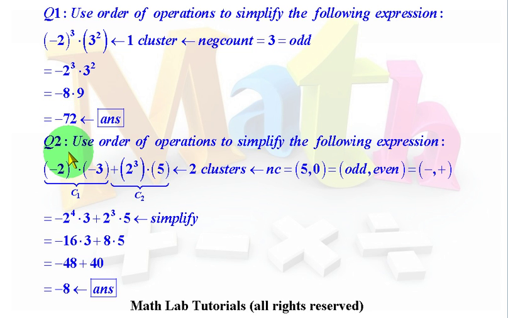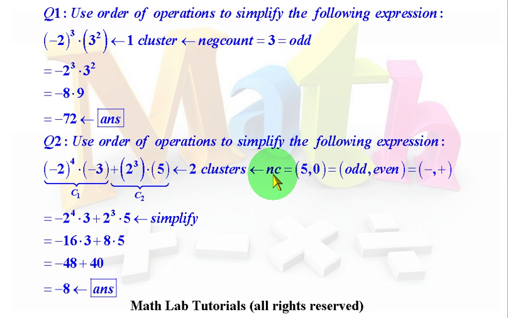Let's look at question number 2. We have negative 2 to the power 4 dot negative 3. Then a plus sign indicates we have another cluster, 2 to the power 3 dot 5. So when we look at this expression carefully, because there's a dot between the brackets, we identify a cluster. The plus sign is a separator between the clusters. And because there's a dot over here, we identify this as a second cluster. So we have cluster 1, cluster 2.